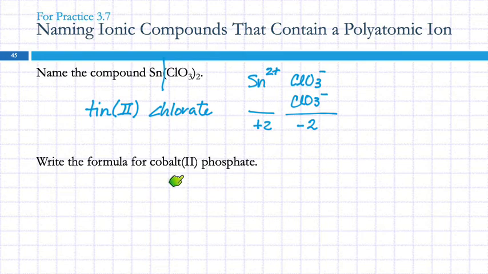Let's write the formula for cobalt(II) phosphate. What's the symbol for cobalt(II)? Co2+. Make sure that's a lowercase o, because an uppercase O would be oxygen. Phosphate: PO4 3-.